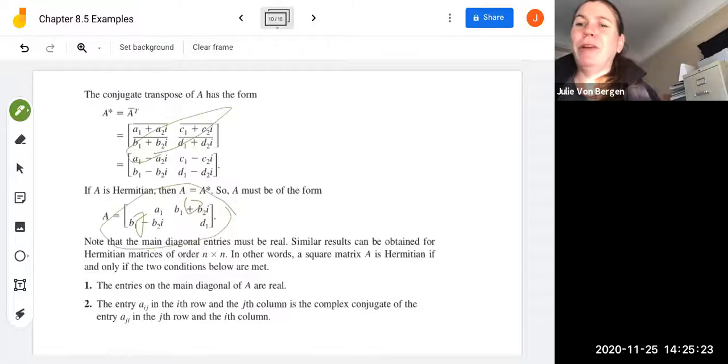In other words, the square matrix A is Hermitian if and only if the two conditions below are met. Condition 1: the entries on the main diagonal of A are real. And condition 2: the entry Aij in the ith row and jth column is the complex conjugate of the entry Aji in the jth row and ith column.